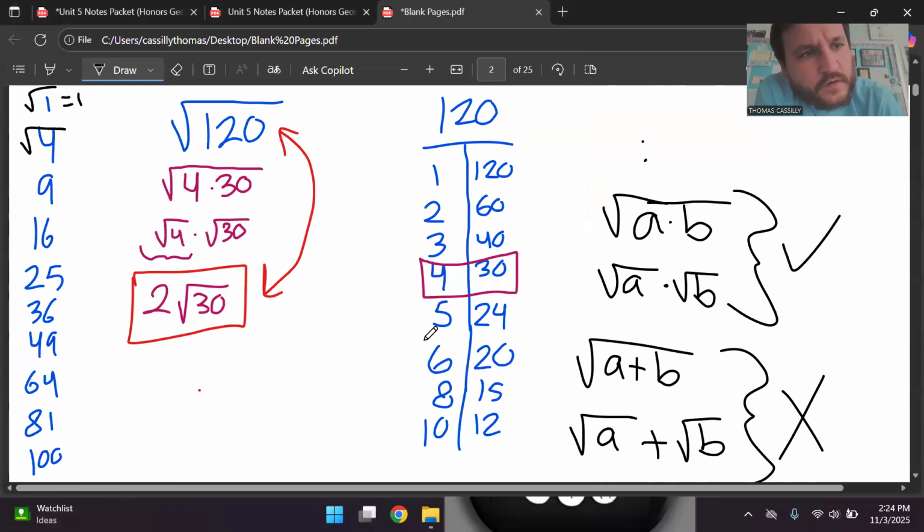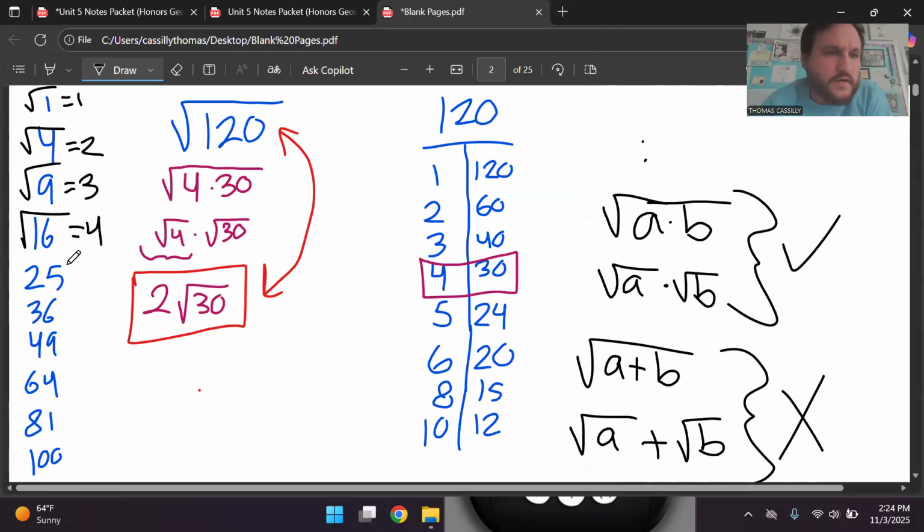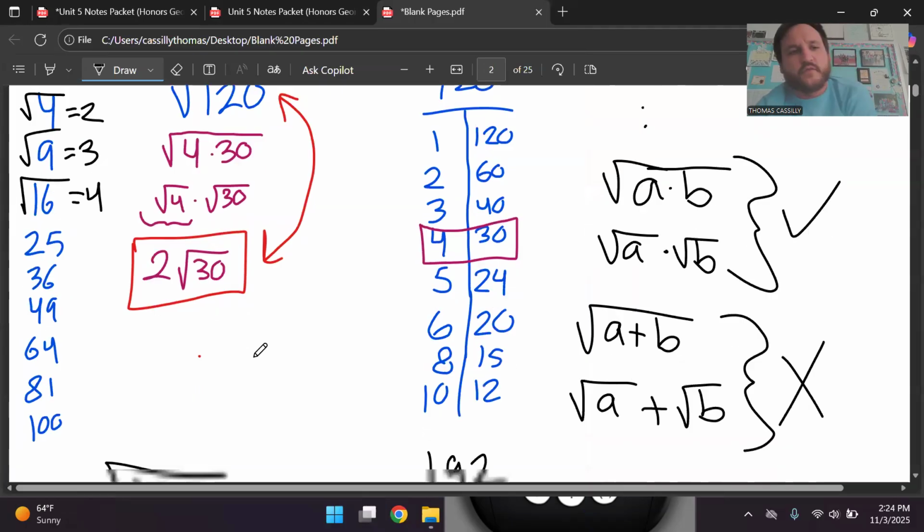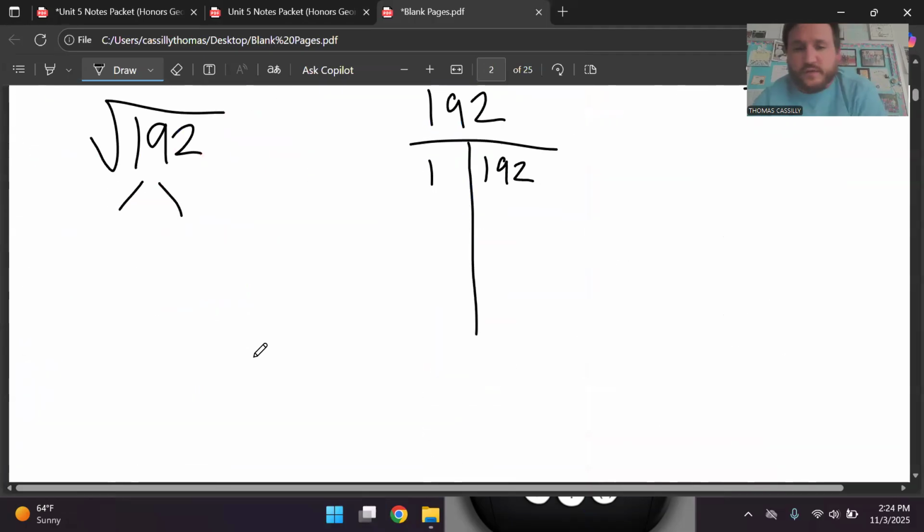The square root of 4 is 2. The square root of 9 is 3, and so on and so forth. Square root of 16 is 4, right? Anytime you square root these numbers, they give you nice whole numbers, right? You're going to go 5, 6, 7, 8, 9, 10. All right, so those are numbers that you should really memorize.